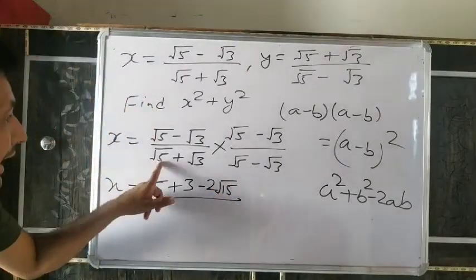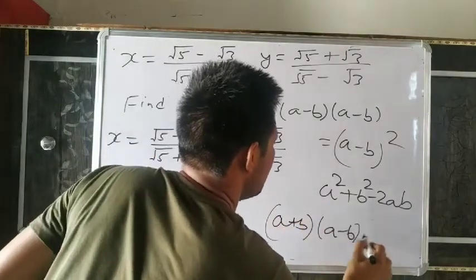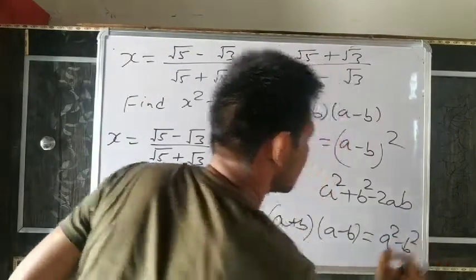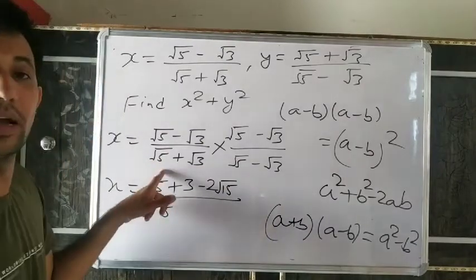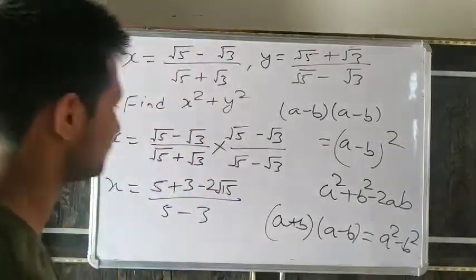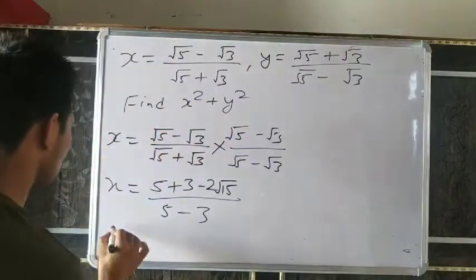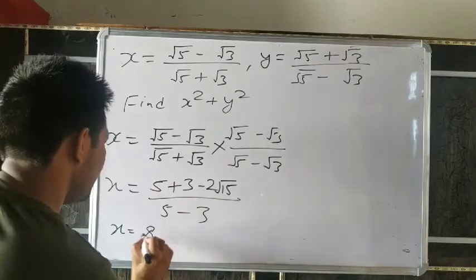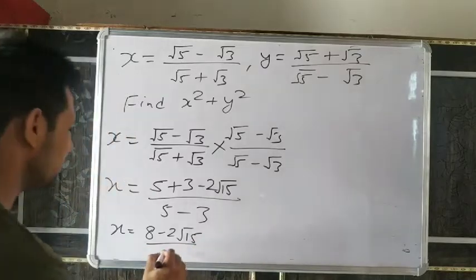Next is a plus b times a minus b. What is a plus b times a minus b? The formula is a square minus b square. So it means a square is 5, root 5 squared is 5, minus root 3 squared is 3. This one. Understand? Next. So what is the value of x? x is 5 plus 3, 8, minus 2 root 15, divided by 2.